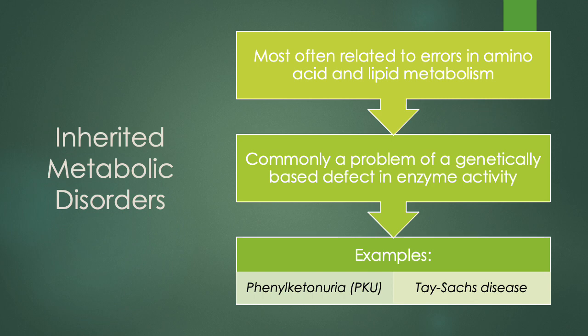So when we talk about inherited metabolic disorders, it's important to note that this is a genetic issue, and oftentimes it's related to errors in your amino acids. As a reminder, amino acids help to build proteins. So proteins are what compose enzymes. So if you have a problem with the amino acid base, which ultimately leads to the protein or the enzyme development, then ultimately you have a defect in your enzyme activity. And such examples include phenylketonuria or PKU or Tay-Sachs disease.